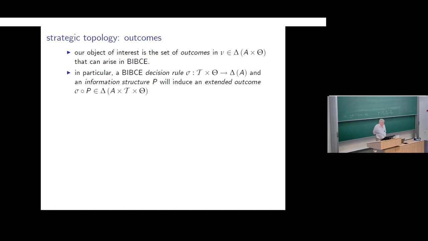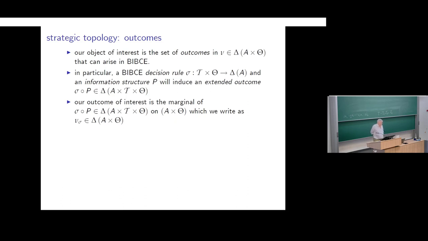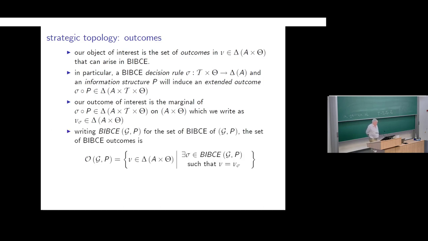Okay? So a BIBCE decision rule and an information structure, P, are together going to induce a measure, what we'll call an extended outcome, over action profiles, types, and state of the world. Our outcome of interest is going to be the marginal of that extended outcome on A cross theta. Okay? So BIBCE was a property of these decision rules, but we can now define BIBCE of G, P, as the set of belief invariant Bayes correlated equilibrium outcomes. Okay? So O, G of P, is the set of outcomes that could arise in belief invariant Bayes correlated equilibria.